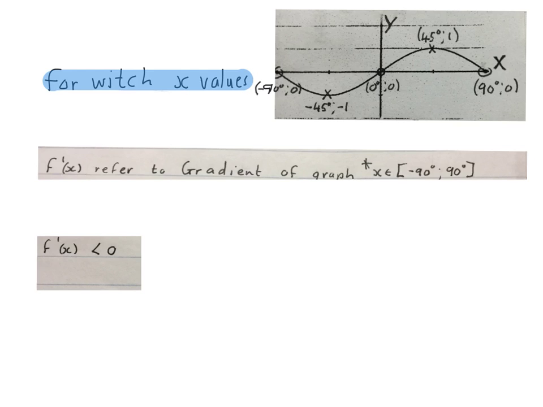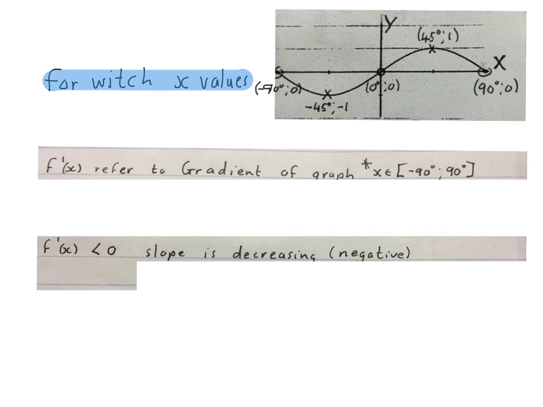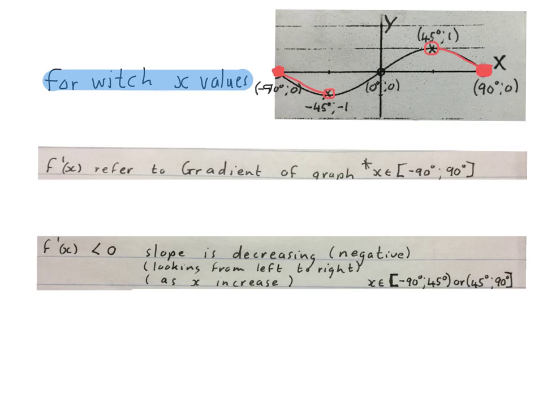The next writing you will see is this. So they're asking, where is the gradient smaller than 0? Which means the slope is decreasing or negative, looking from left to right. As x increases, our final answer will then be where you see the red lines. So the graph is decreasing there and there. So the gradient is negative on those two parts.